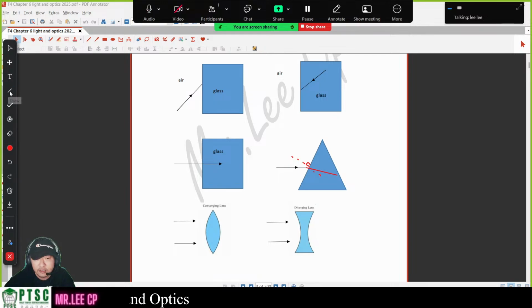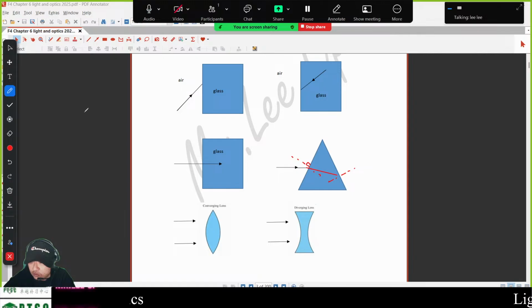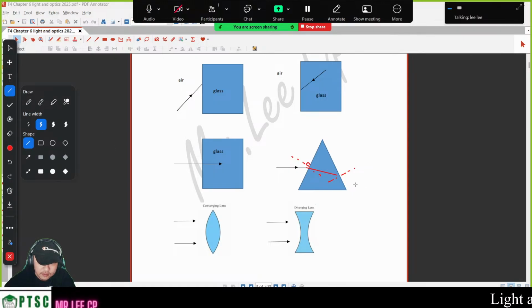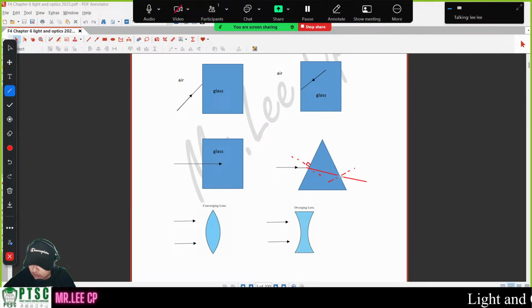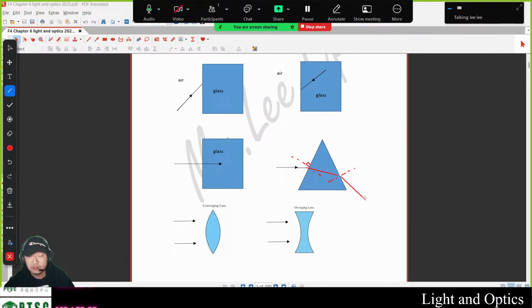When the light travels out from the prism to the outside, what will happen? It bends from denser to less dense, so it is away from the normal. So you will see something like this.